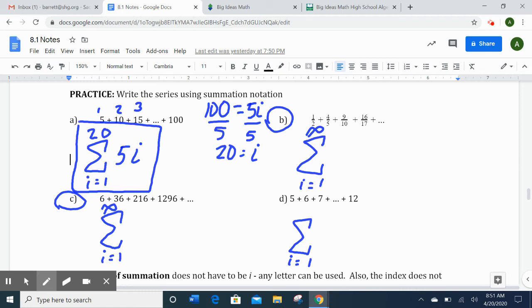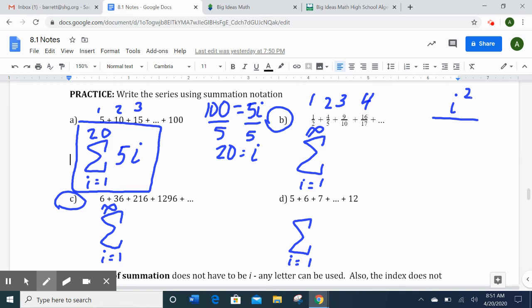All right, letter B, I have to decide, okay, so how did they get 1/2 for the first term, 4/5 for the second term, 9/10, 16/17. If it's a fraction, I think I'm going to break up the fraction into the numerator and the denominator and figure out, well, what is the numerator and then what is the denominator? In each case, if you're just looking at the numerators, it is the term number squared. So the first term, 1 squared.